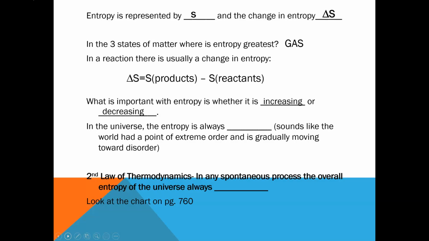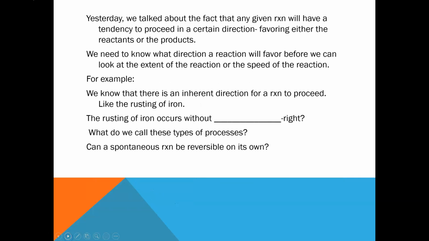Okay, in the universe, or in science, we have laws, and they tell us that the entropy in the universe is always increasing. Though this world has an extreme order, however, it's gradually moving towards more disorder. So the universe's entropy is always increasing, becoming more and more disordered. The second law of thermodynamics tells us that in any spontaneous process, the overall entropy of the universe is always increasing. There's a good chart on page 760 if you want to reference your textbook on the second law of thermodynamics specifically.